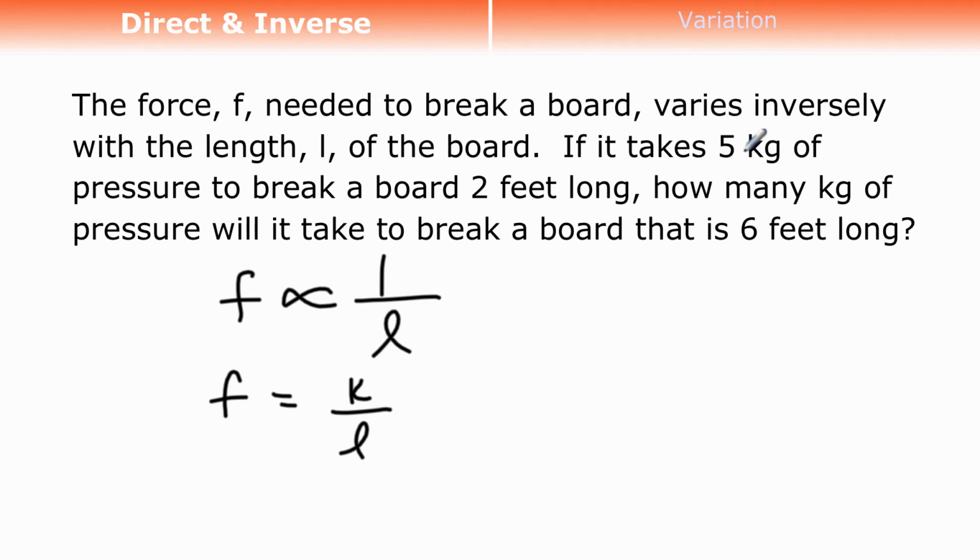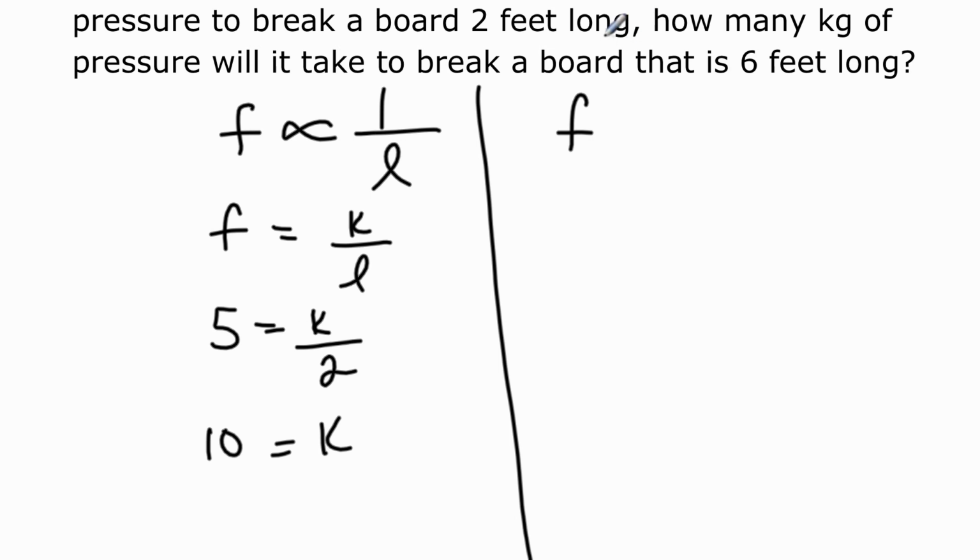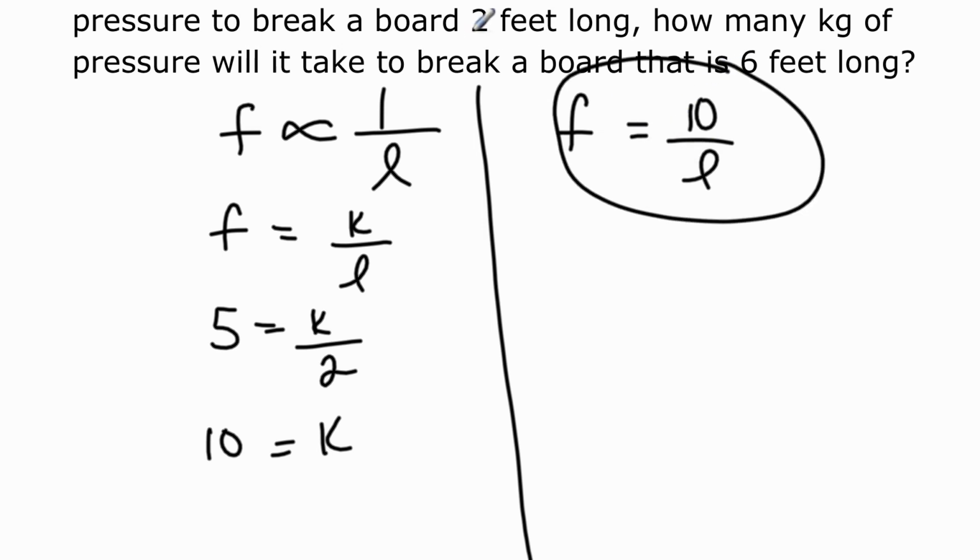Now let's see what information they give us. 5 kilograms of pressure. In terms of force, we probably should have those in newtons, or whatever, we'll just use the 5 for now. So the force is 5 is equal to some constant divided by the length, which is 2. So to solve for K, I'll multiply both sides by 2, and I get a constant to be 10. Therefore, my equation for this specific example is force is equal to 10 divided by L. So now this is a relationship specifically for this particular board. It'd have to be a different equation for a different kind of board.